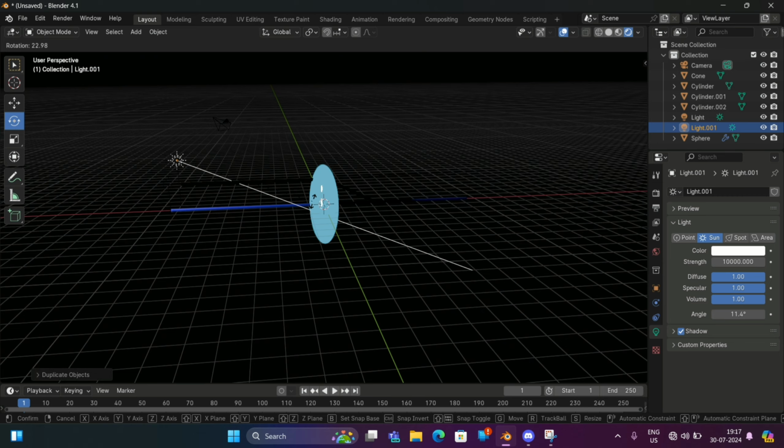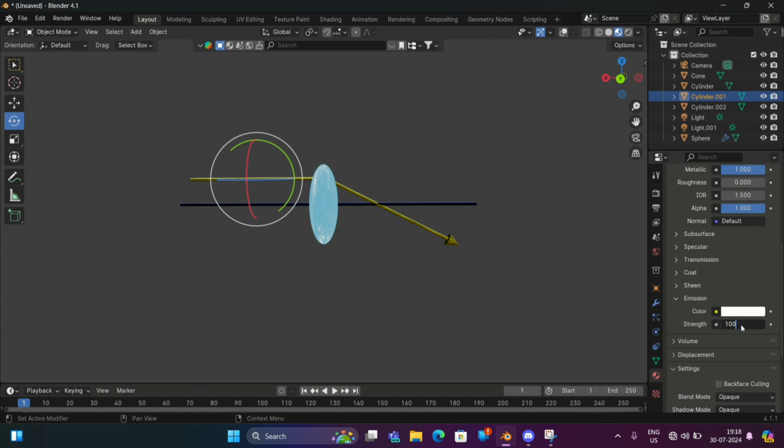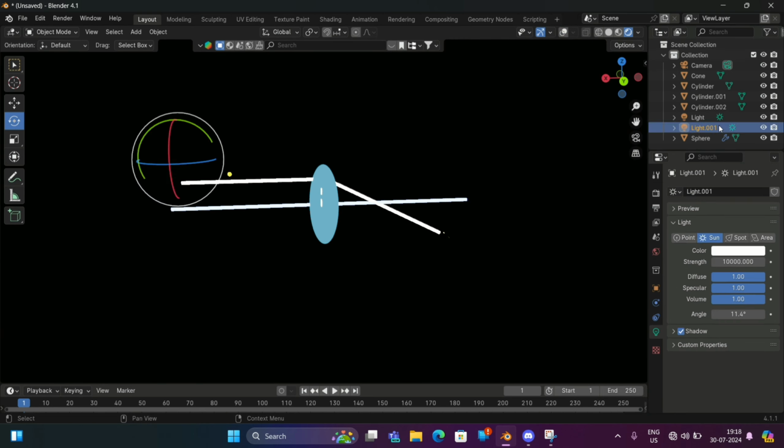And then accordingly I will be giving the emission color of the principal axis as red, which will be the final color of this principal axis.